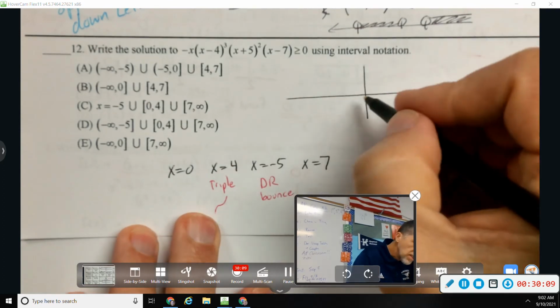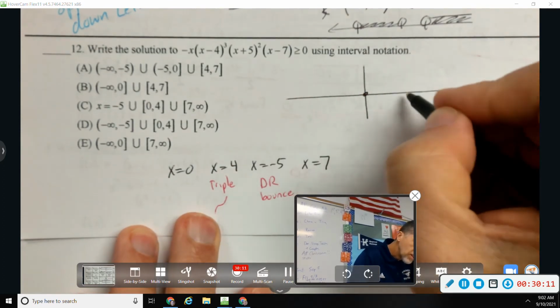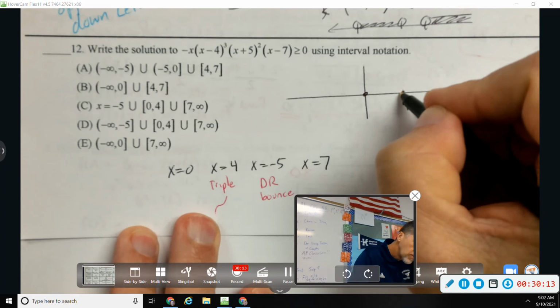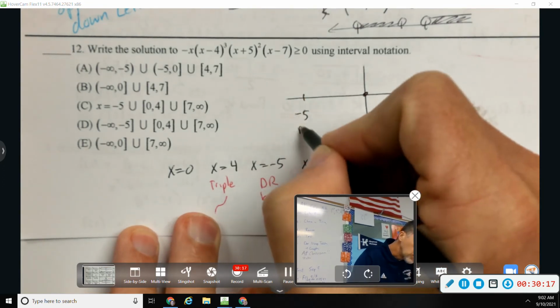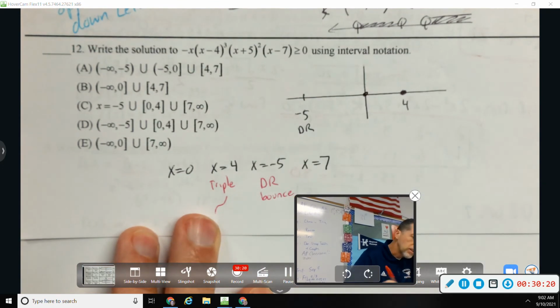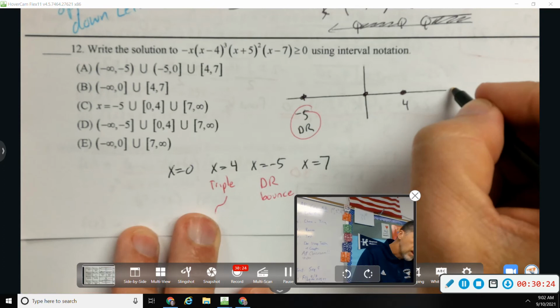So 0, 4 is the triple root, negative 5 is the double root. That's the one I really need to be careful about because that's a bounce. And then 7 is a single root.